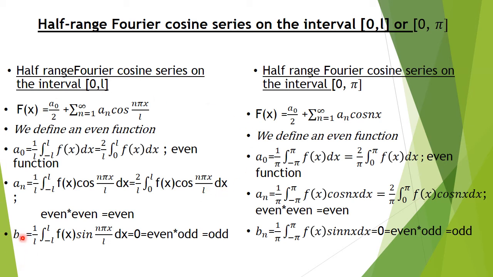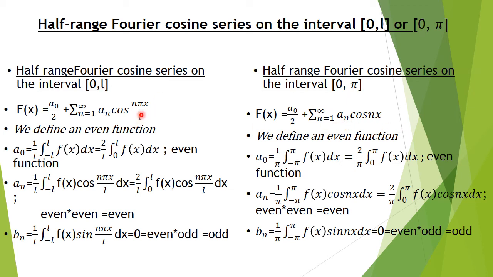Now let us go back to Bn. What is Bn? 1 upon L integral minus L to L f of x sin n pi x upon L dx. What is f? Even. Sin is odd. Even into odd is odd. These are not numbers, remember. These are functions. So an even function into an odd function is an odd function. If it is an odd function, what happens to the integration? When we go from minus to plus, the integration value is equal to 0. Alright. The same thing we can apply for 0 to pi. We can substitute L is equal to pi.